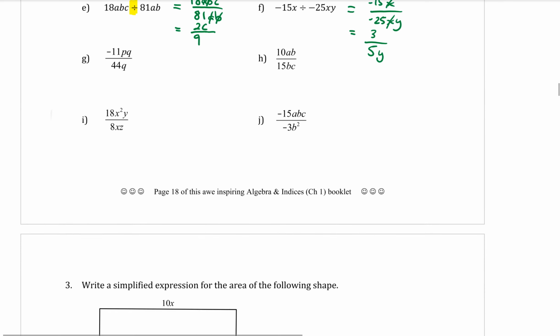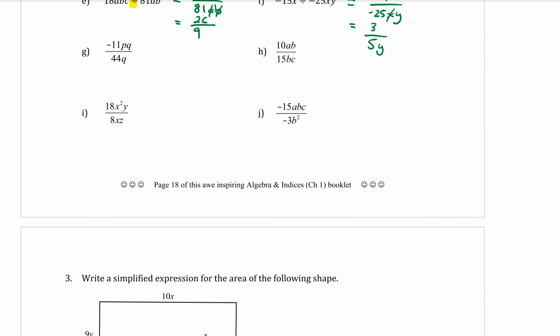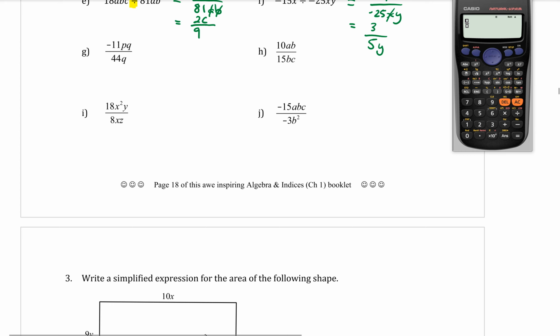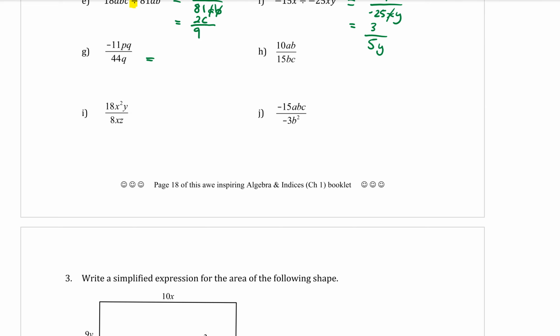G is already a fraction. So use your calculator to simplify those numbers. Type in the minus 11 and the positive 44 on the bottom. So it's minus a quarter. Now I'm always a little bit skeptical when I have minus 1s. I'll put it there for now.